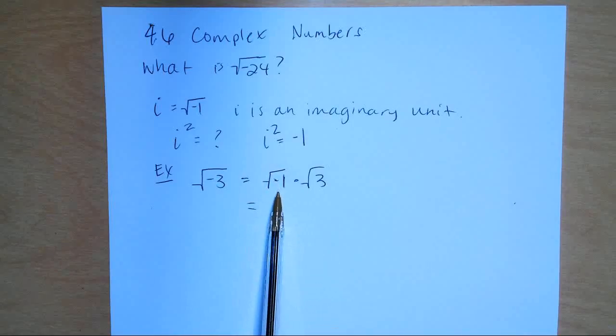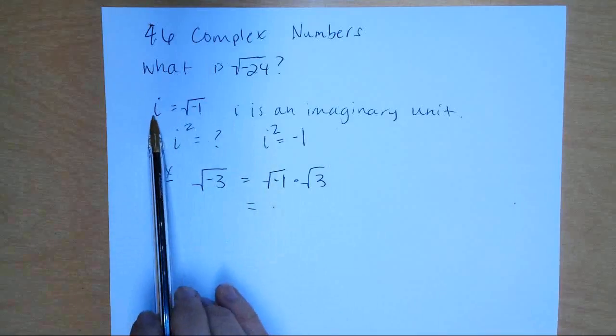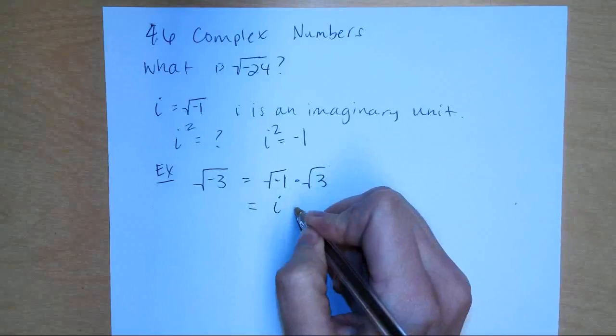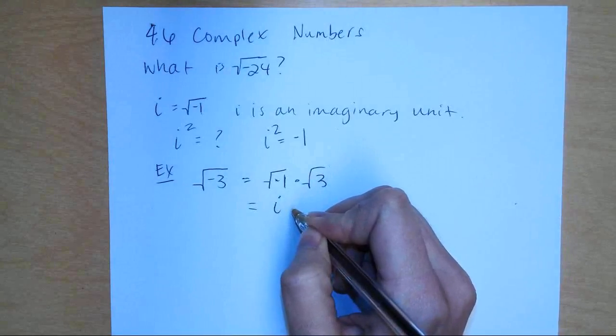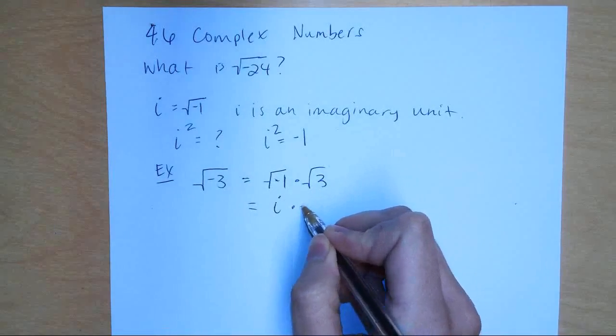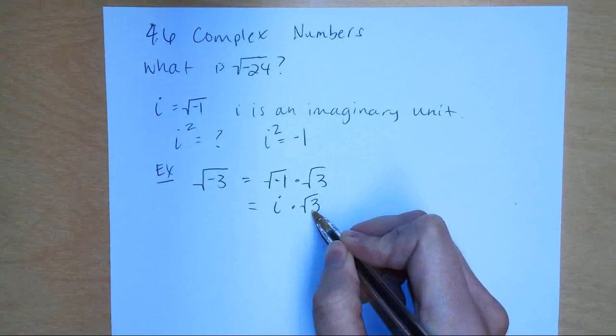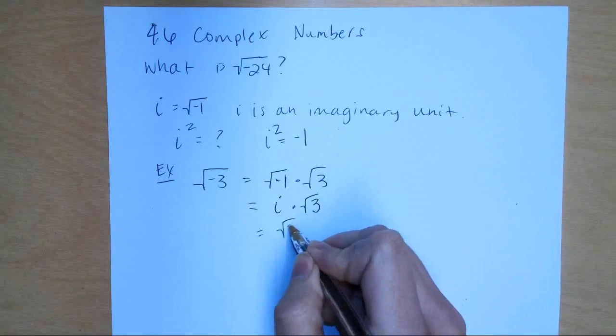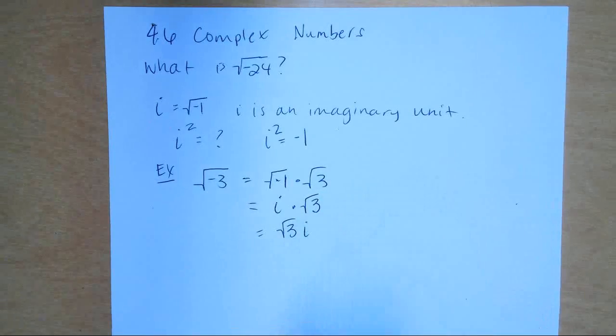Okay, so we have the square root of negative 1, and what is the square root of negative 1? i. So we get the square root of 3 i. I usually write the i at the end. You don't necessarily have to do that. You can write it at the beginning. It's just a habit thing. So we have the square root of 3 times i. But we have to pull that i out.